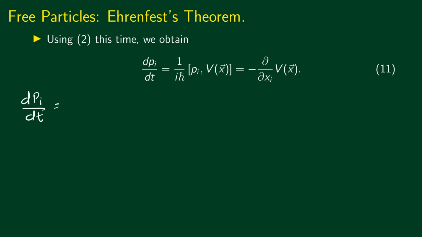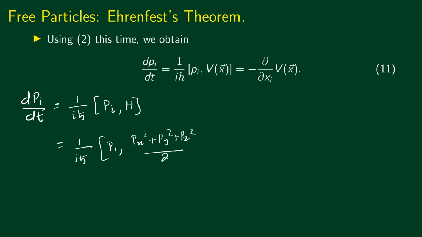Now, according to the Heisenberg equation of motion, this is equal to 1 divided by i h bar, the commutator of pi with H. Let's substitute for the Hamiltonian. We said that the Hamiltonian has the form px square plus py square plus pz square divided by 2m plus V of x vector. This is an equal time commutator. So the commutators of pi with px, py, pz, etc. are 0. So this is simply 1 divided by i h bar. The only non-zero commutator here is the commutator of pi with V of x vector.